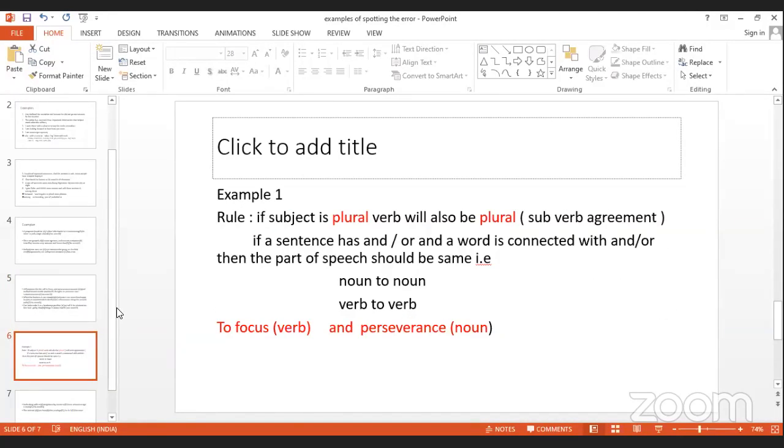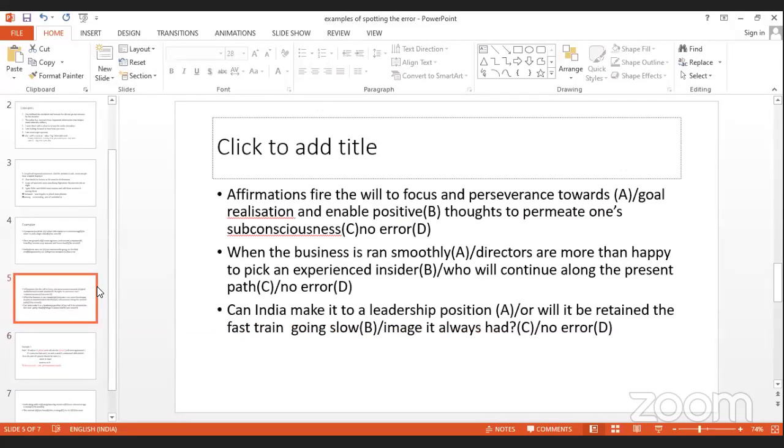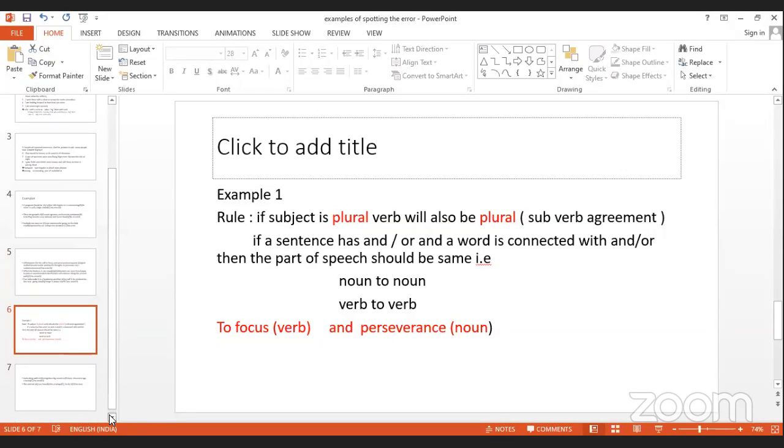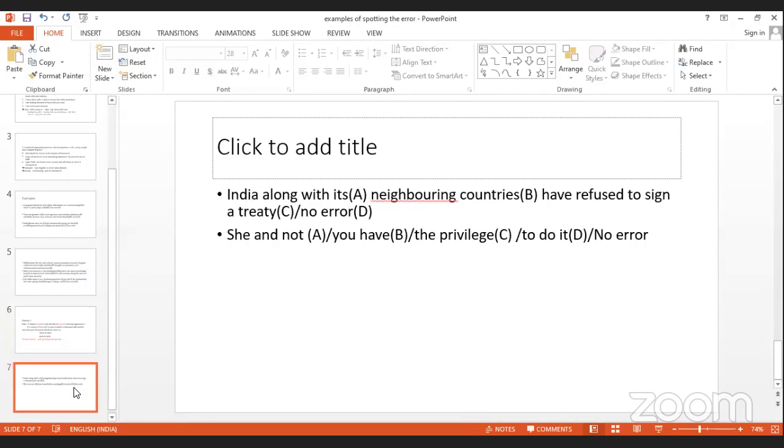Over here, "to focus" is a verb and "perseverance" was a noun. So perseverance, we shifted to a verb, making it "persevere." Got it? This is for children who did not understand, so I had made a slide. This is for example 1, the affirmation 1. Got it? Clear? Yes, Aniket, clear. All right. Now, let's move on to the next one.